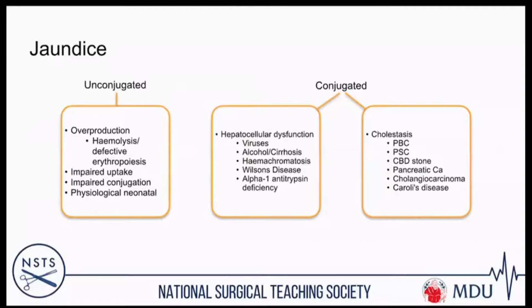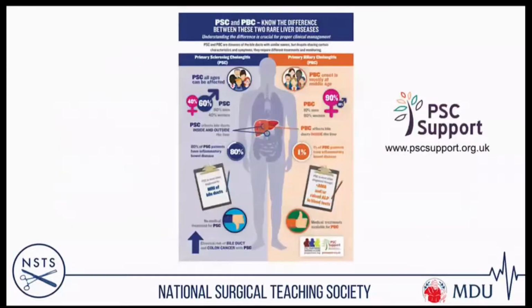So again, before you get anywhere, if you've got someone with jaundice, you can have a look at causes of unconjugated versus conjugated. But for the purposes of this, we'll have a look at the cholestatic picture. I always used to get confused with PBC and PSC. So as a bit of an aside, this website is great for aligning the differences between primary sclerosing cholangitis and primary biliary, what used to be called cirrhosis, but apparently now is cholangitis as well. So that's worth checking out if you, like me, often used to get confused between the two of them.